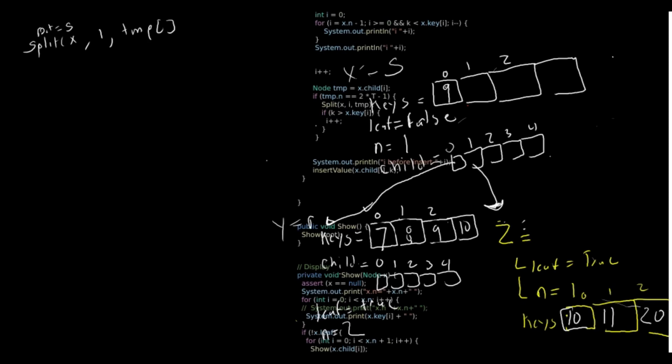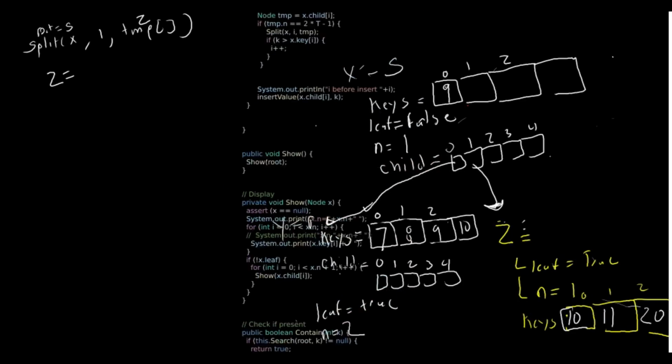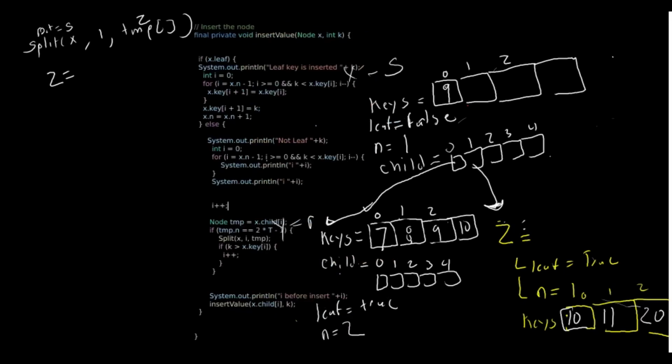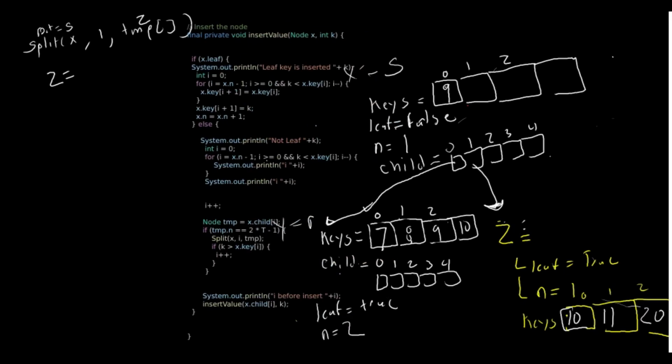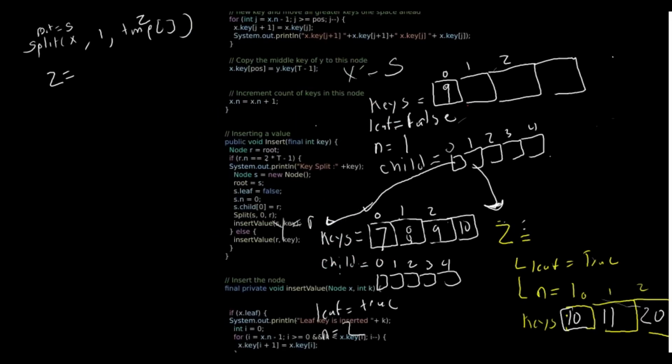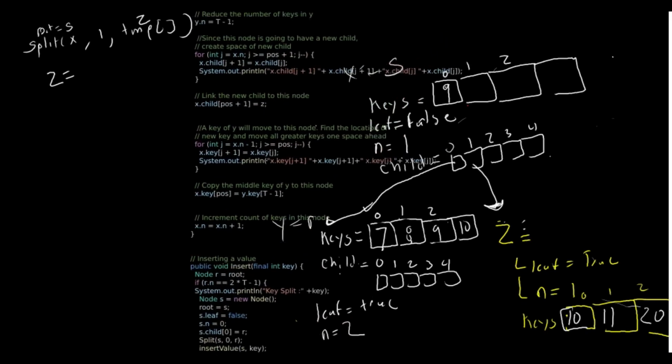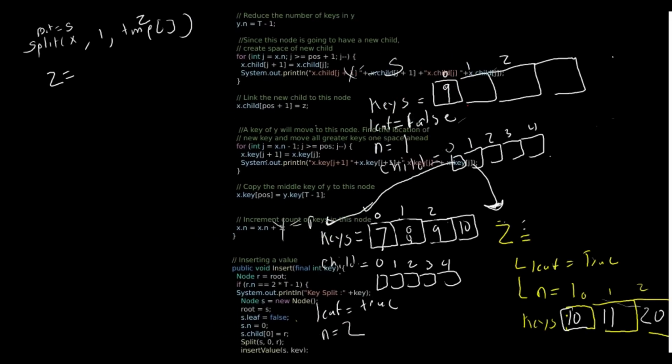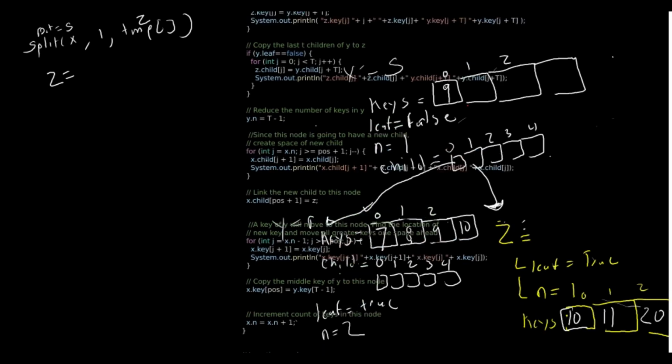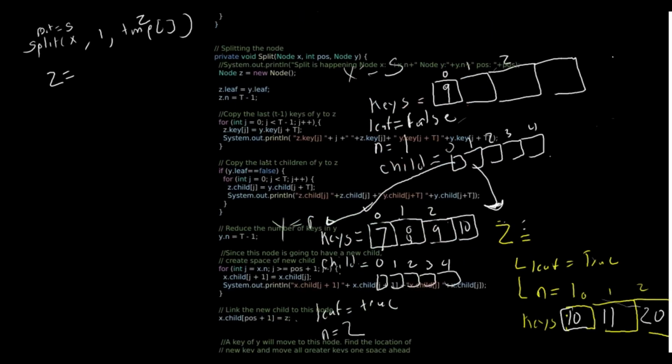So let's go to my notes real quick. So the split here, X, because say this is the root node right here. Position is 1, and the temp where 17 is. So this we'll put here Z, the child node we're trying to change. All right, and right here is we call Z again.